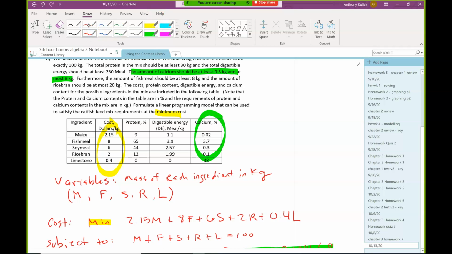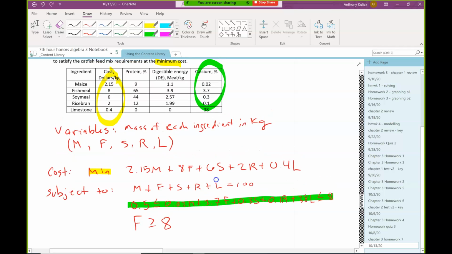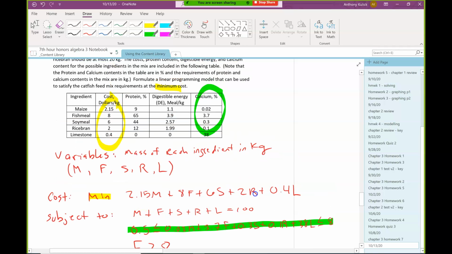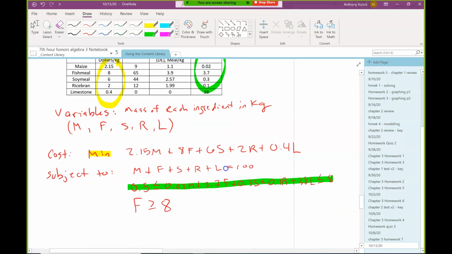What's another constraint? Jack? The fifth one has to be greater than or equal to. Okay. And Maddie, you had your hand, or I'm sorry, Mackenzie, you had your hand up, right? Okay, so the first one for the protein should be at least 30 kilograms. How do we write that?